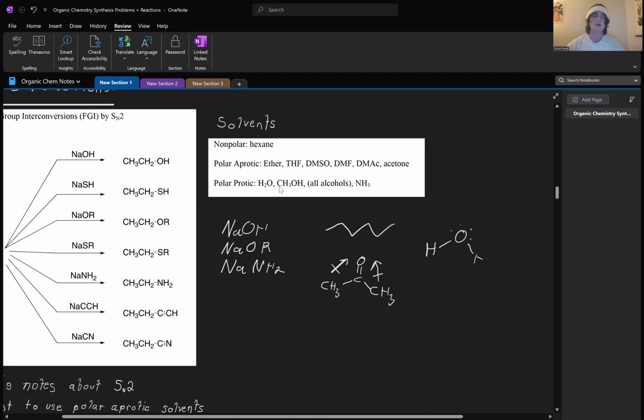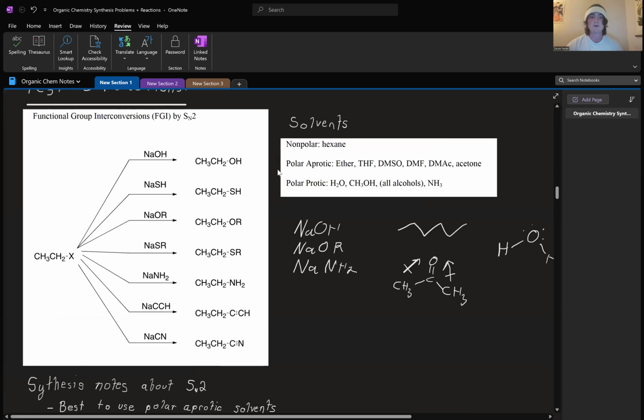The polar protic solvents are the protonated versions of our small strong bases, so water, alcohol, and NH3. And then, easy things to remember for polar aprotic: like I said, this is what you want to use for your weak base, small strong base, and large strong base. I would remember acetone or ether, or DMSO, THF. Any of those are kind of easier to remember, at least for me. So that's what I would recommend.